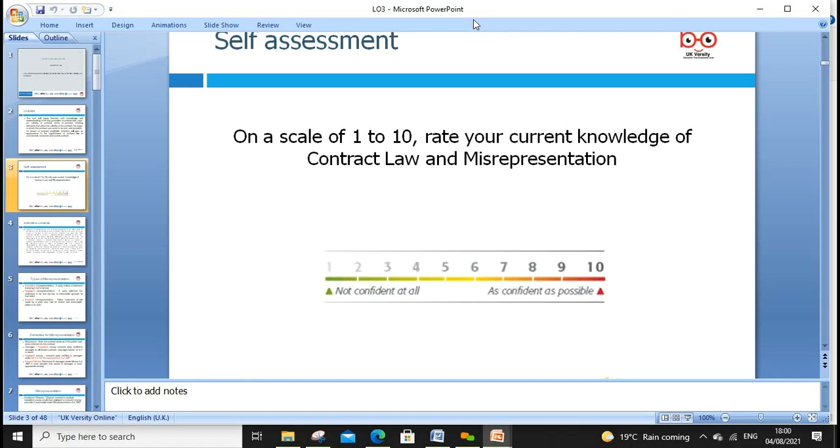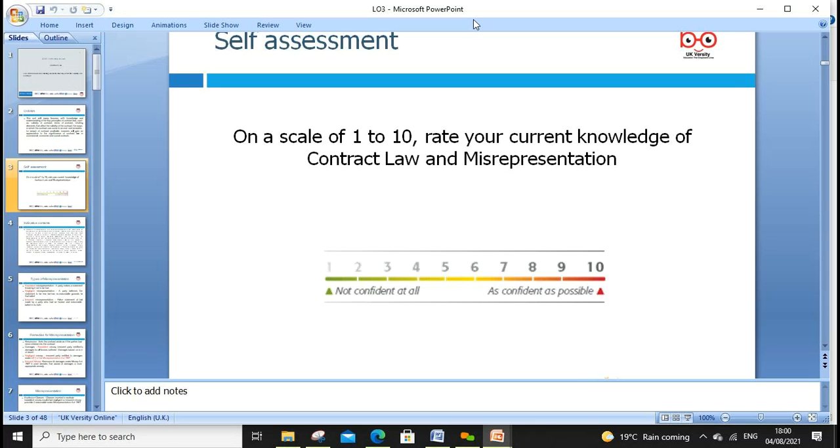What do you think? Where is your current knowledge at the moment? Based on the previous lesson, we learned about contract law and about 7 elements of contract. Do we remember? Yes, Mary, what do you think? If you reflect, 1 to 10, how much do we know about contract? Is it 3, 4, 5? Maybe 5. Okay.